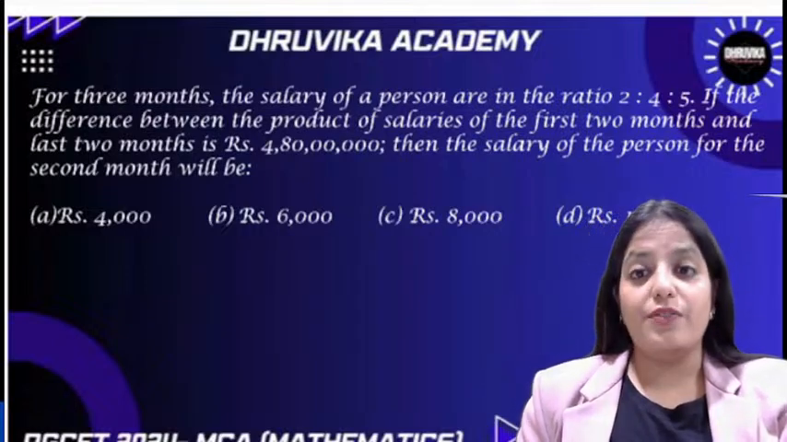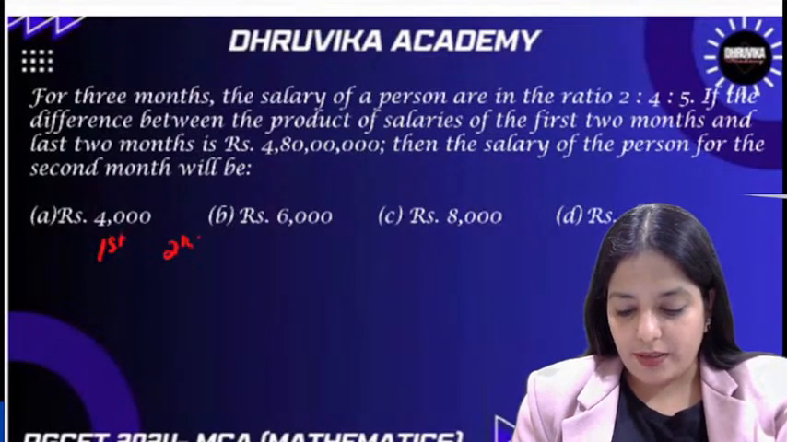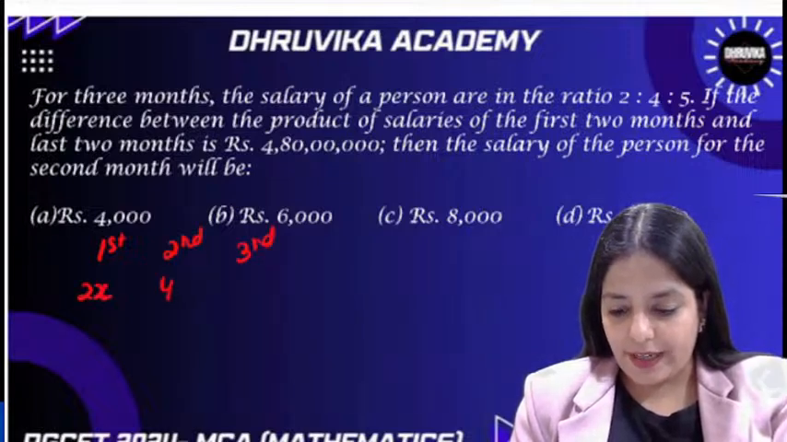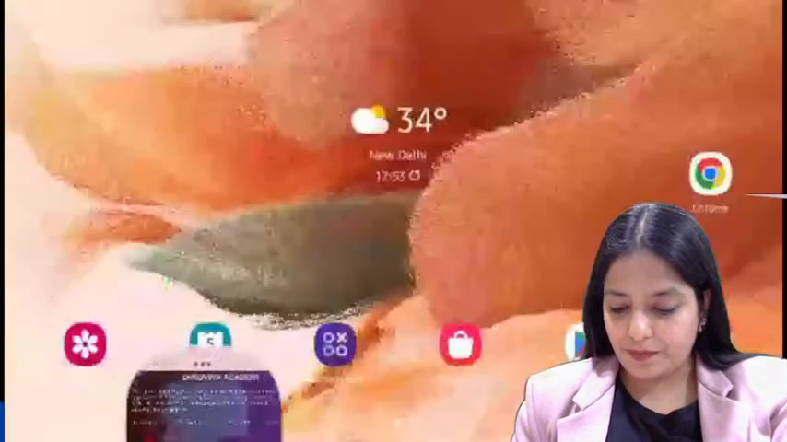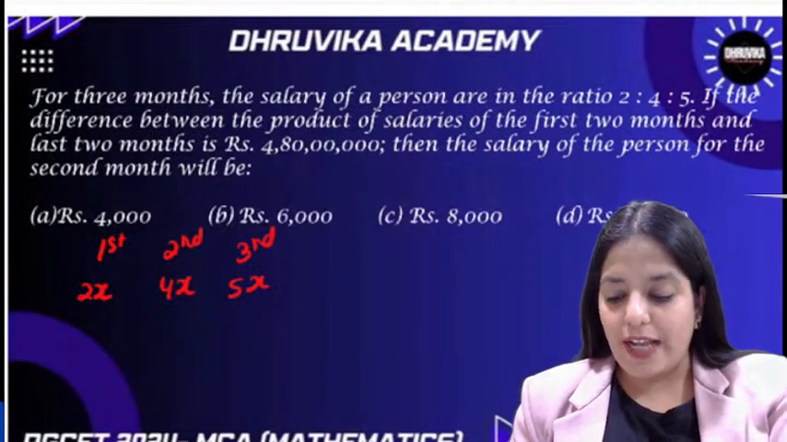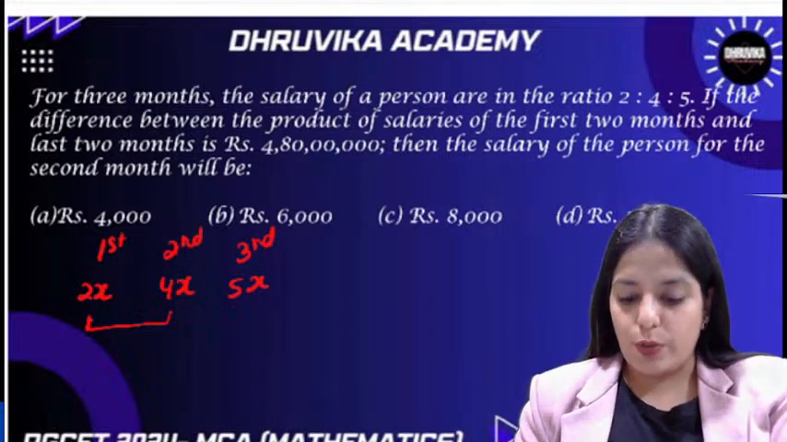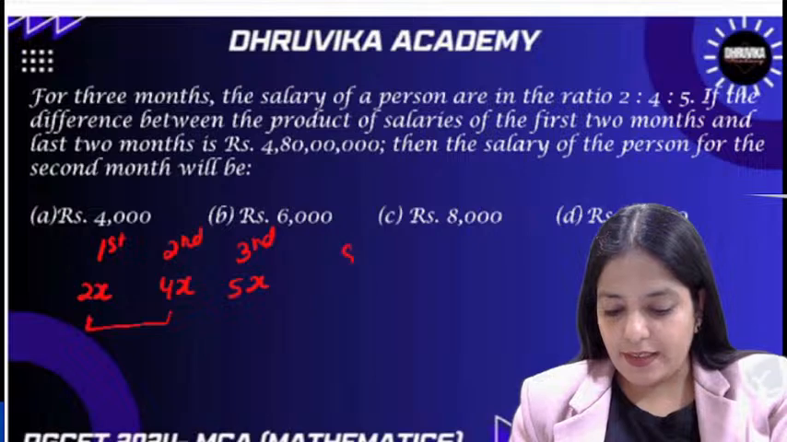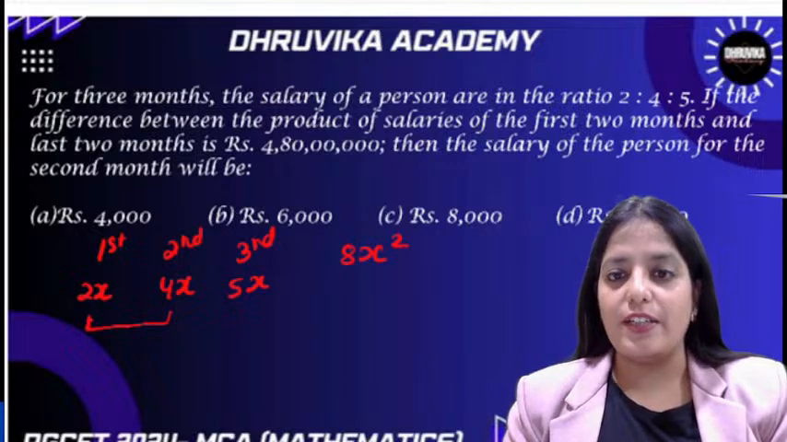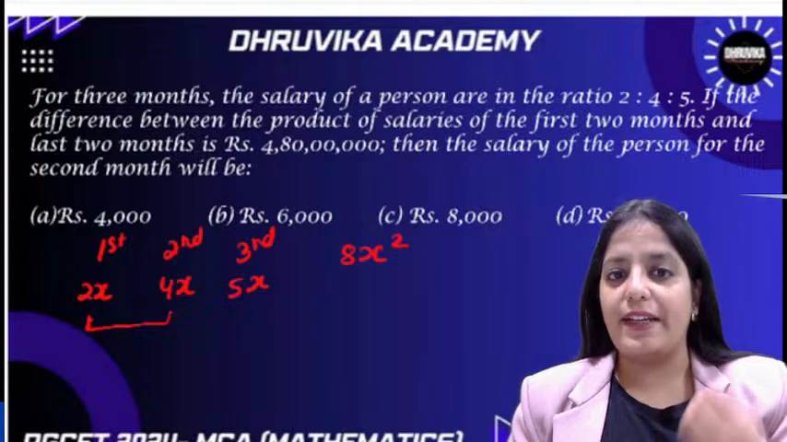So where we are having the ratio, we can say first month, second month, and third month, the salary would be 2x, 4x, and 5x. Difference between the product of salaries of first 2 months. So what will be the product of the salary of first 2 months? 2x into 4x, that is 8x square. Don't write 6x, we are not required to add it, we have to multiply it.